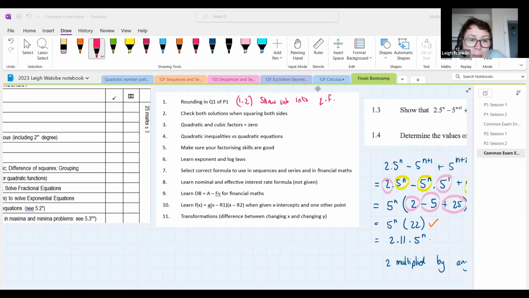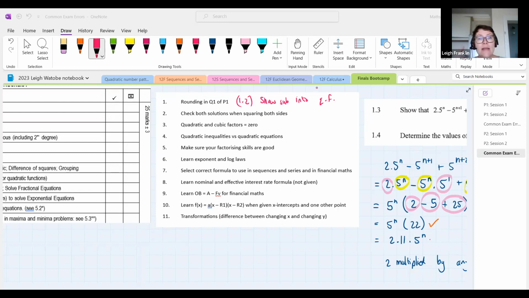Then check both solutions when squaring both sides. Do you know what I mean by that? You know which questions I'm talking about when I say square both sides? So Tristan says yes. The rest of you, yes. We did one last week or the week before on boot camp. Yes, surd equations, exactly, Cheslin. So remember to check both solutions.